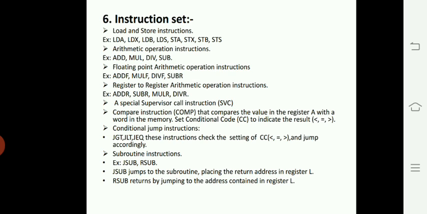The last instruction set provided is the subroutine instructions, JSUB and RSUB. JSUB means jump to subroutine. Before jumping to the target location, it places the return address in the linkage register, and the RSUB instruction returns from the subroutine to the location where the subroutine was called, using the content of the linkage register.